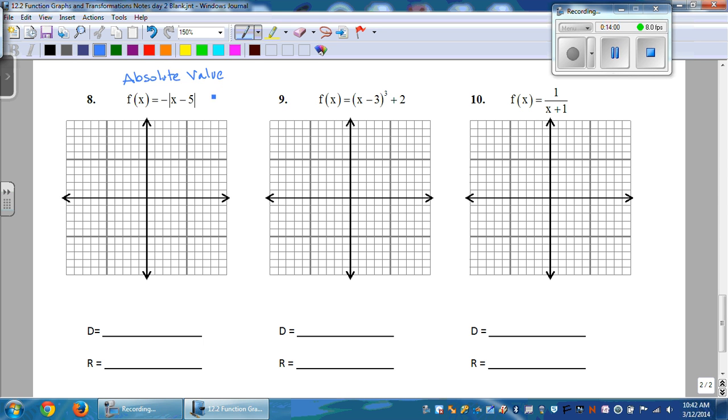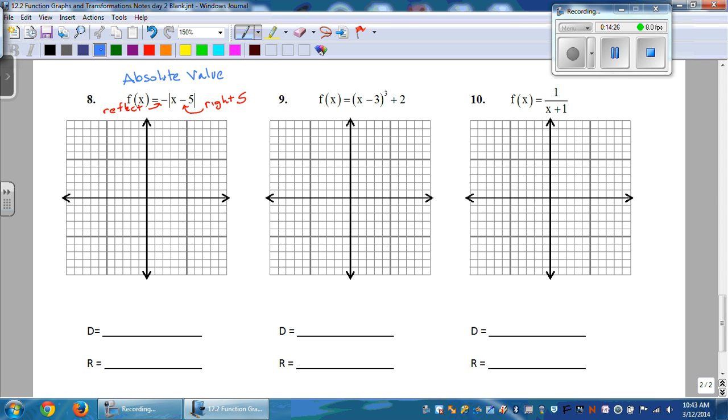So we got the absolute value graph. We need our shifts. We're changing the value of the x on the inside here, so we have to do the opposite of what we see there. Instead of going to the left 5, we're going to go to the right 5. And we have the minus sign out in front.